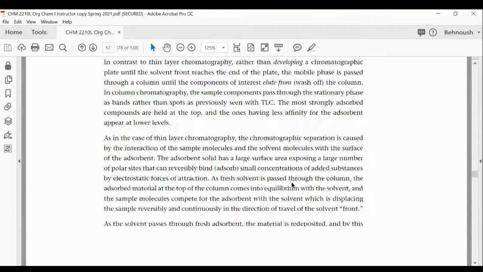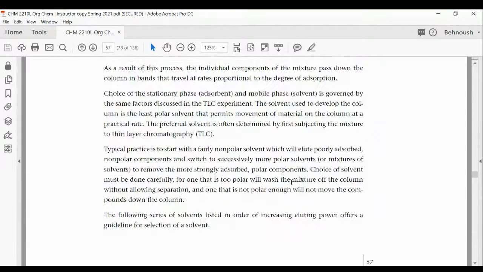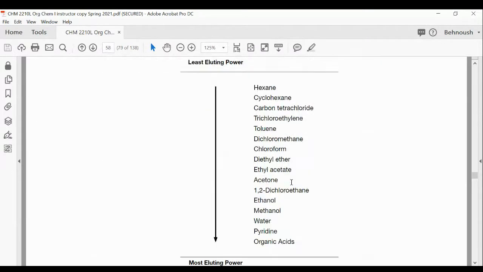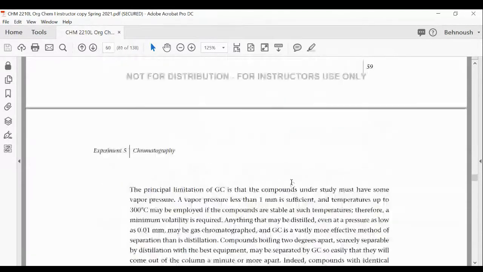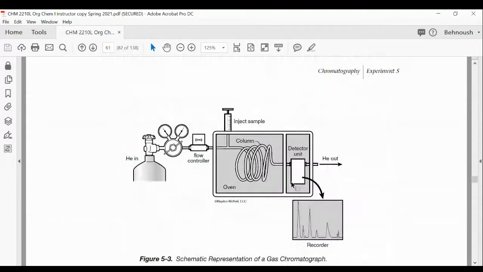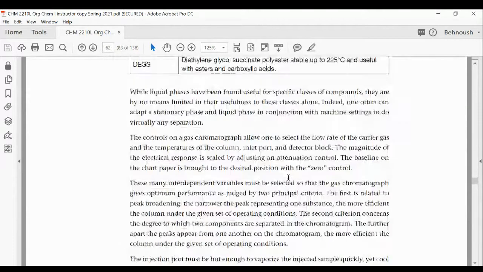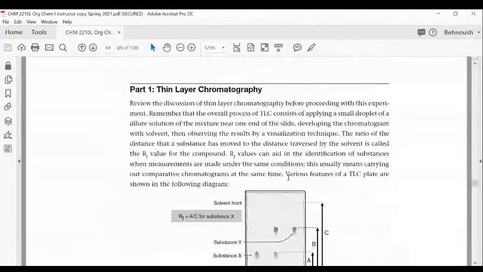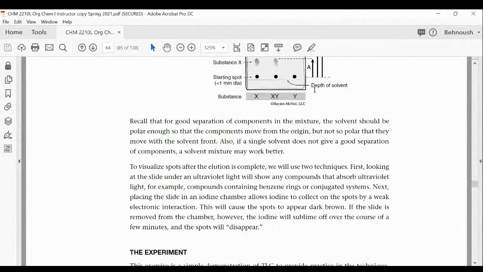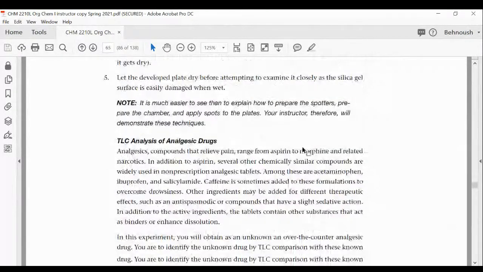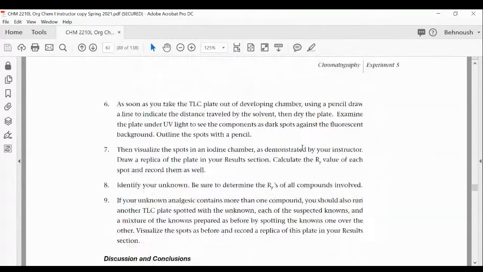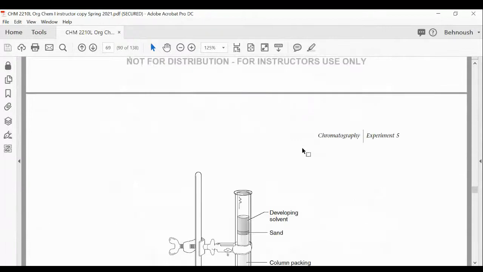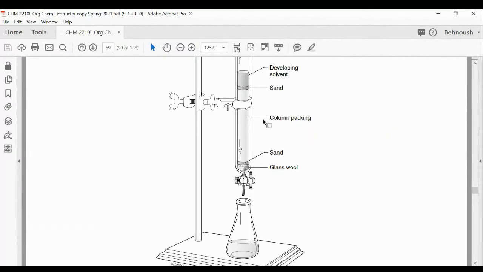For the column chromatography, it's unfortunate that you don't have the opportunity to actually make the column. Just making the column by itself is an art. So what you do, first, you have to follow the procedure. For TLC, we already talked about all the pieces. And then for the column chromatography, there should be no gap.